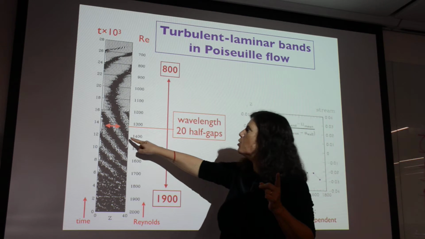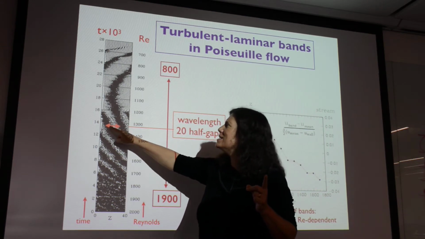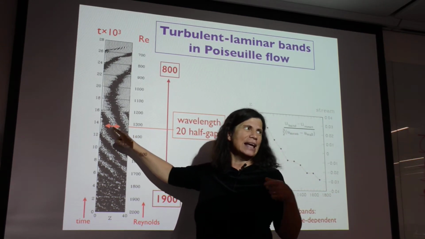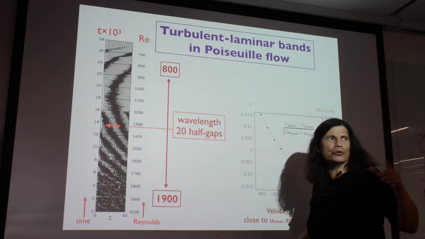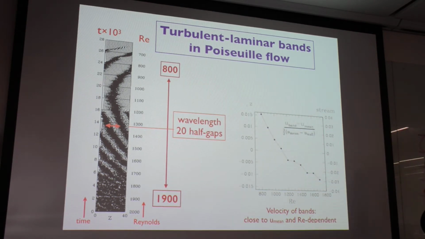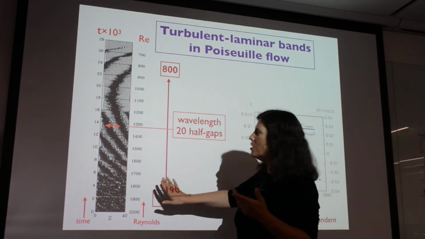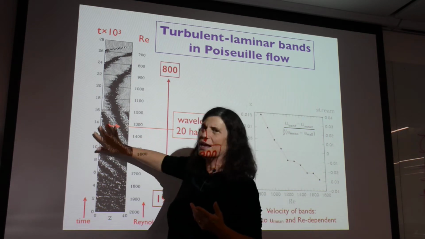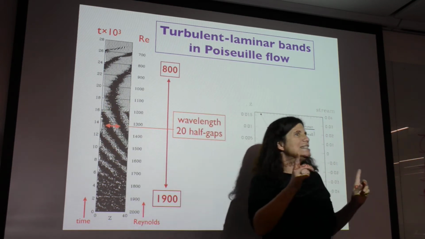And here we see a wavelength of 20 half gaps rather than 40. And again, we'll discuss that in just a moment. It will turn out to be somewhat significant. And now we have something new. They're not going up straight like that. They're moving. Well, remember, Poiseuille flow is different from Couette flow.